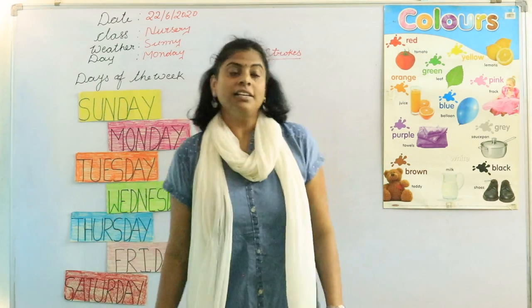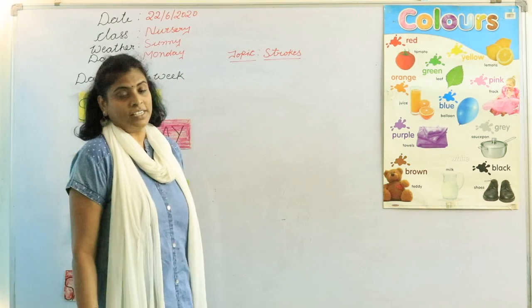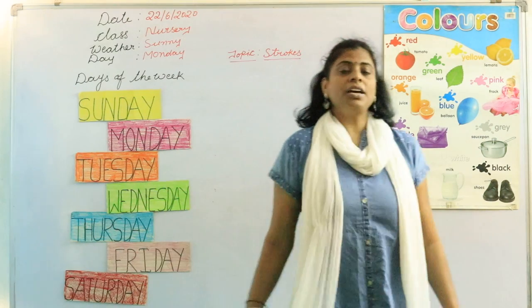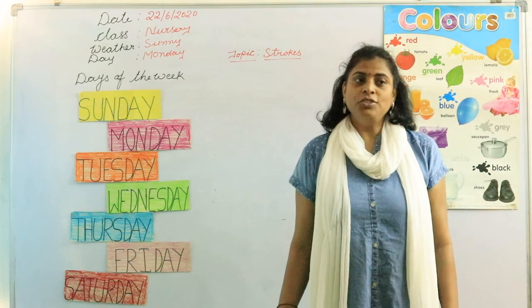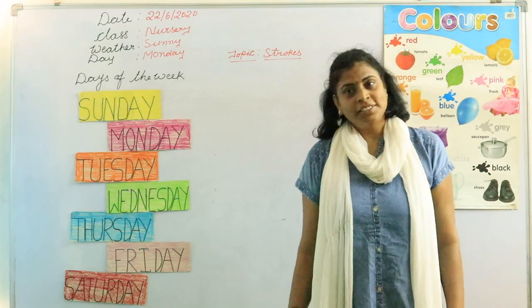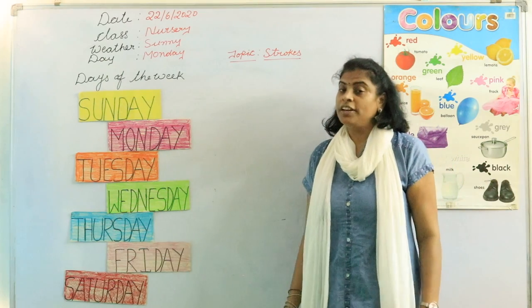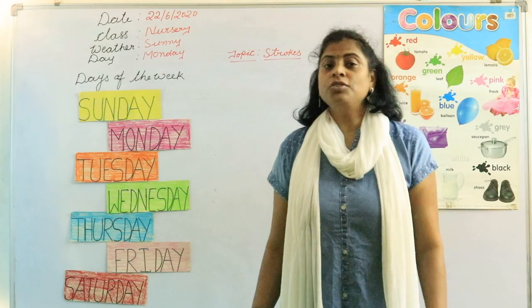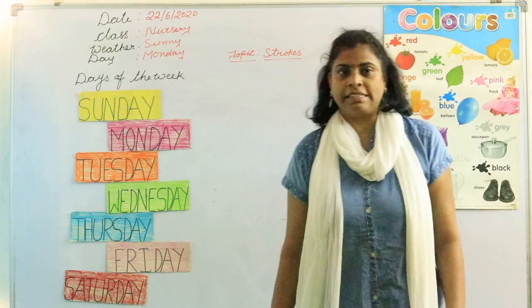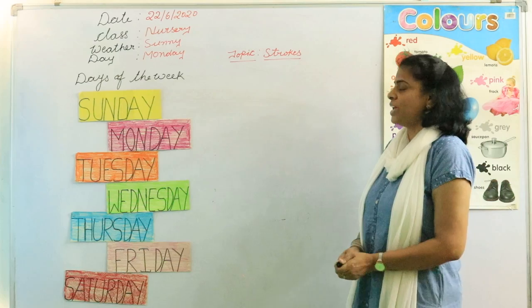And today the class is for nursery. Nursery children, what are you doing at home? Are you scribbling on your slate? Are you coloring in your book? Yes, keep doing. It is very good for you because you have to write A, B, C, D, alphabets. So you have to get practice with all those things. Let us learn some strokes today.